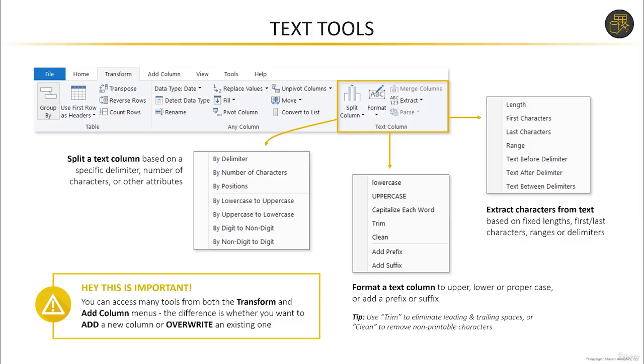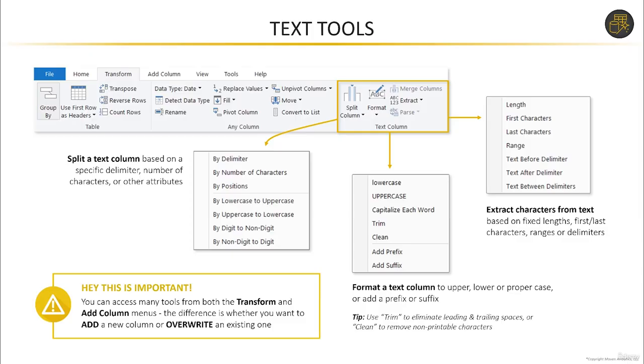And what I was noticing was that the same tools, in fact, the same identical sets of tools, kept popping up in different places. And for the longest time, I just thought that this was really confusing and redundant, until I realized that the outcome is completely different depending on where you select the tool. So when you select a tool from within the Transform tab, you're essentially modifying or overriding the column that you've selected. But when you choose a tool from the Add Column tab, you're creating a brand new column within your table.